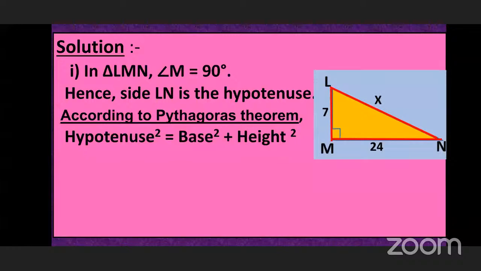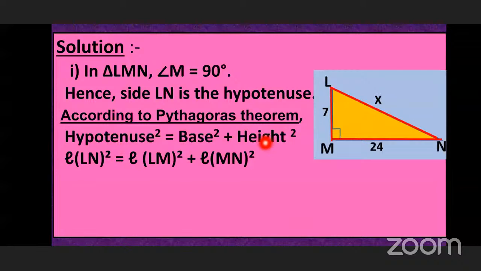So hypotenuse square equals base square plus height square. And in the right angle triangle, LN is the hypotenuse. So hypotenuse is LN, base is LM, height is MN. So length LN square equals length LM square plus length MN square. Now, can anyone tell me what is LN given? 17.